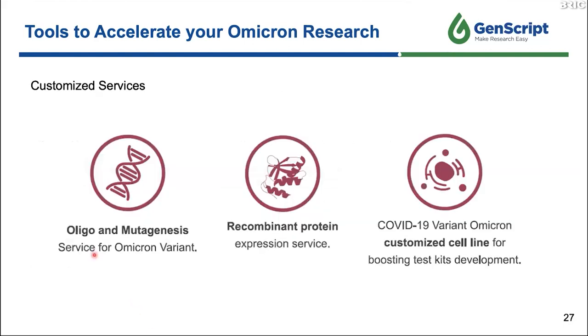So last but not least, GenScript also provides a range of customized services to suit your needs. For the customized services, there are oligo and mutagenesis services, and we also provide customized recombinant protein and also customized cell line. So if you need any of these services, you can get in touch with us.